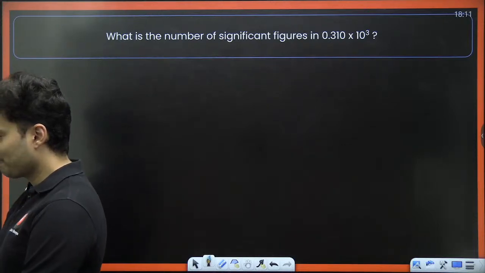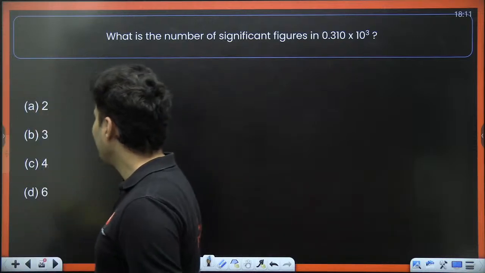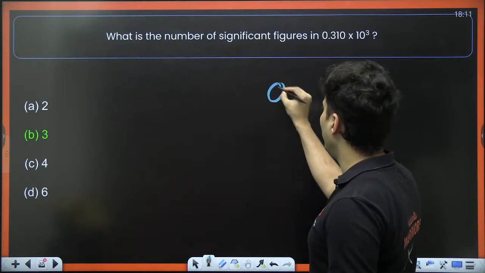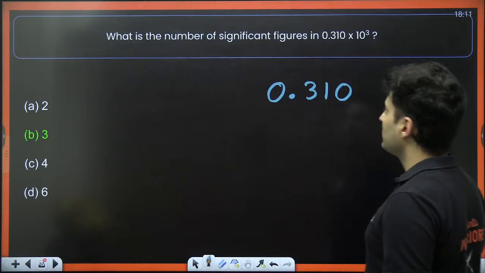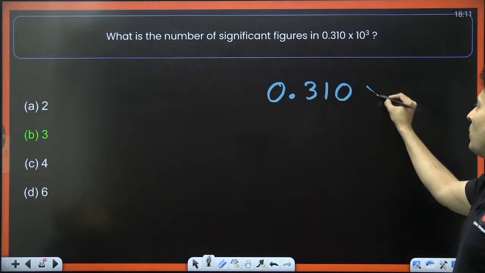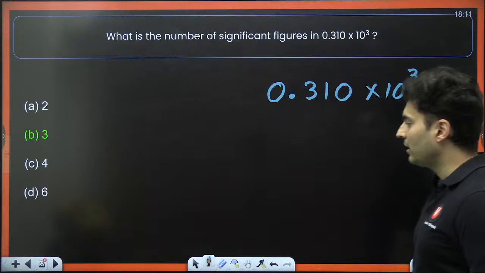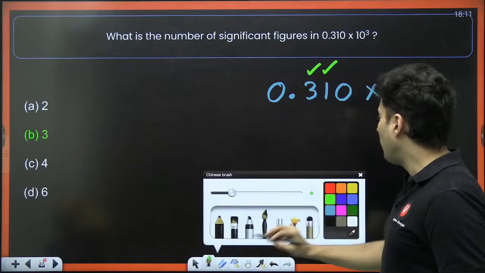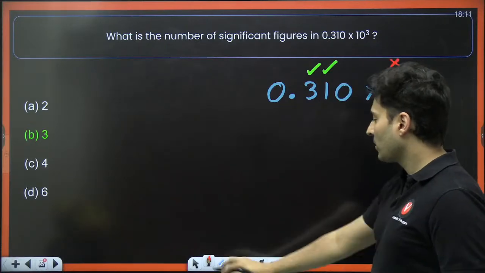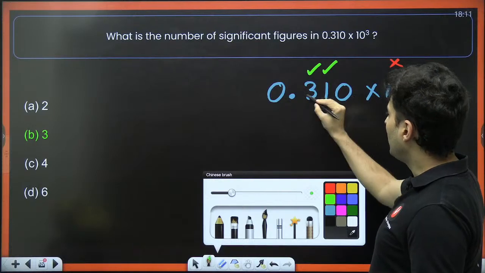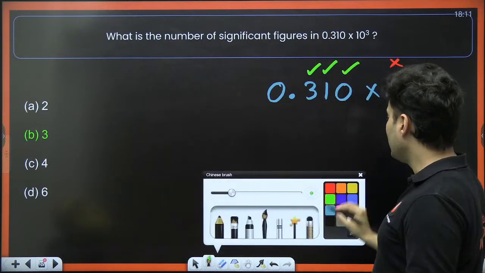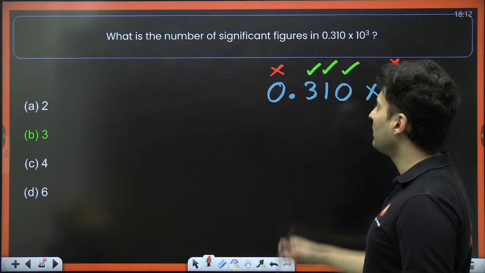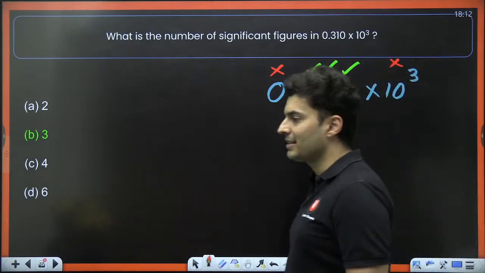Done, clear, come on. 3, sure. Let's have a look. Yes, the correct answer is 3, because when you see 0.310 into 10 to the power 3, first of all the non-zeros are going to be significant. The powers of 10 are never significant. Any 0 after the decimal and after the non-zeros are significant. Any 0 to the left of the non-zero, whether they're decimal or not, are never going to be significant. So this is what the count is, hence the answer is number 3.